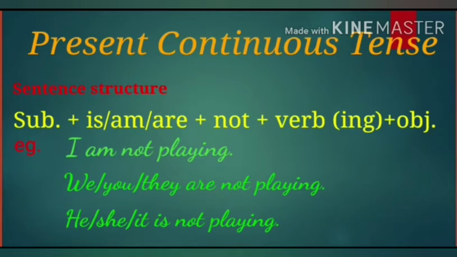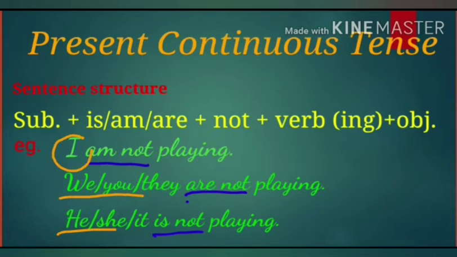The negative sentence is formed by putting not after is-am-are. See some examples. I am not playing. We, you or they are not playing. He, she or it is not playing.